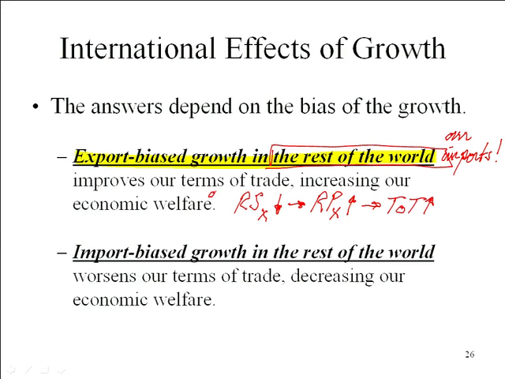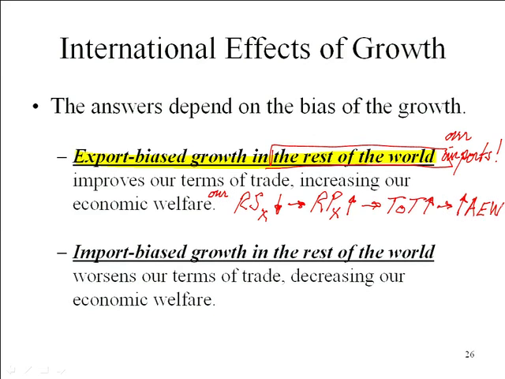So again, let's go back to the China example that we had before, right? So we import a lot of things from China. So when China has export-oriented growth, which is what they've had, those exports are our imports. Well, we just saw earlier that if China's growing very rapidly on the export side, it's increasing the relative supply of their exports, our imports. So the relative price of their exports, our imports, goes down, which means our exports are more valuable. Our terms of trade improve, and our aggregate economic welfare improves.